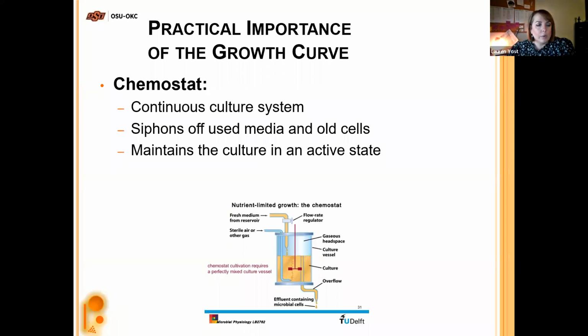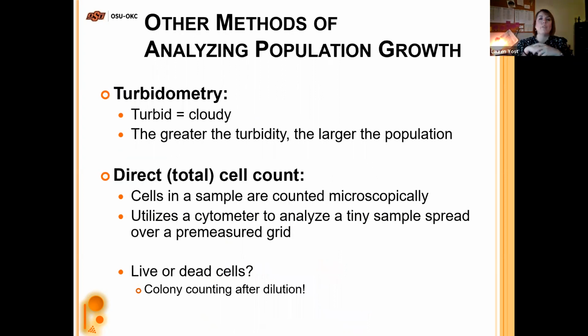The growth curve, the chemostat. This is a continuous cell culture system to siphon off media and old cells to keep the culture happy and active, so it never dies. If you need a culture to study some bacteria or whatever, that is what will be used for that.